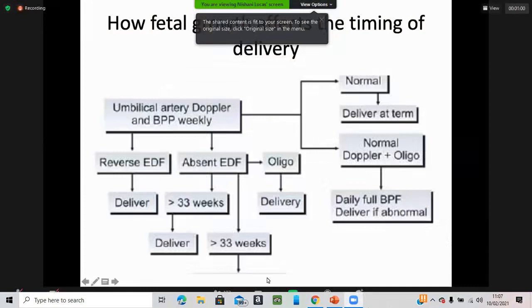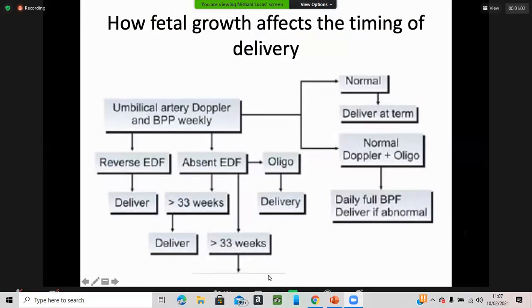Yeah, it was this slide. Right, okay. A few more joining, I think.